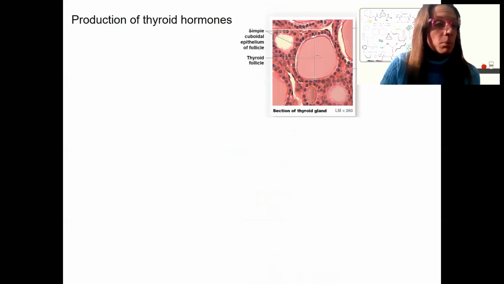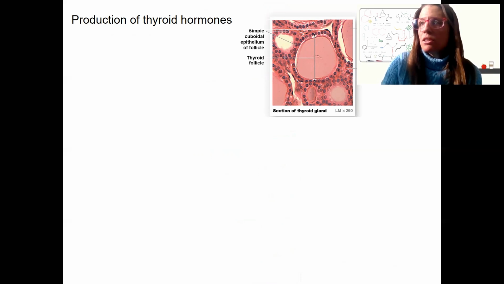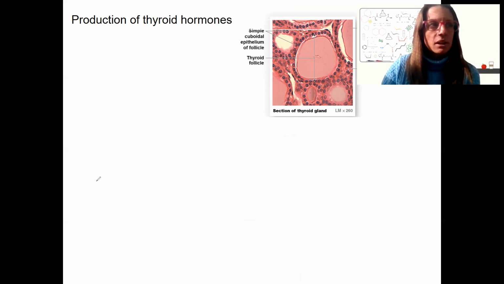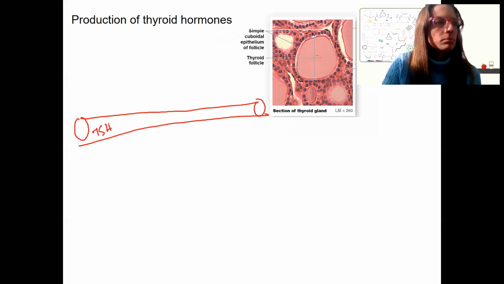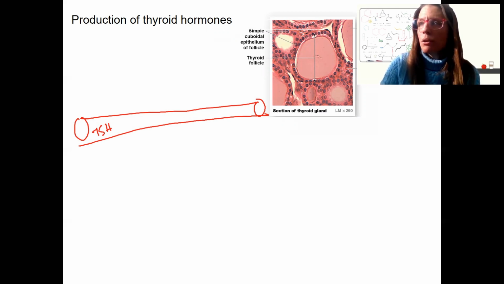It's actually a complicated process, believe it or not. And I'm not going to go through it in tons of detail, but I want you to know some basics about it. So first of all, we've got TSH coming in from the bloodstream. Here's our blood. TSH is coming in and is going to trigger this system here.